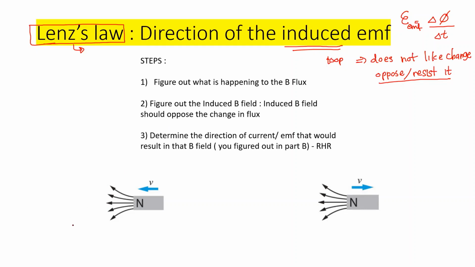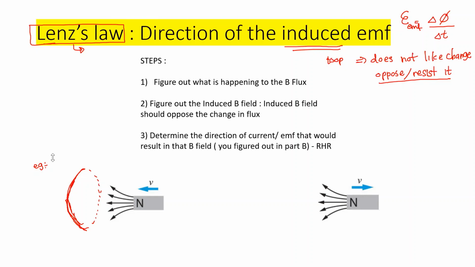For example, let's assume that you have a loop here. So it is the same loop. So think that this is at the front facing you and this side is like at the back. Okay, so it is a vertical loop like this. And you are bringing a magnet towards this side. Okay, so this is my example 1.